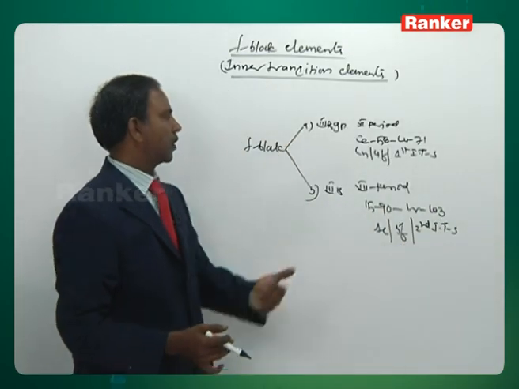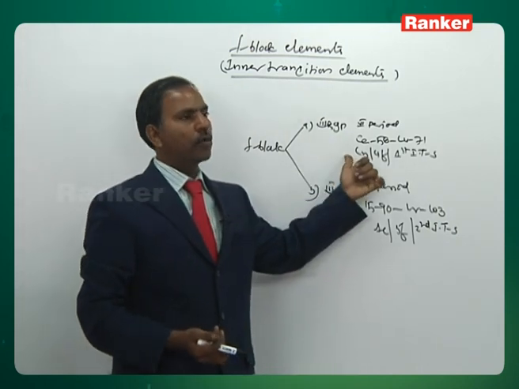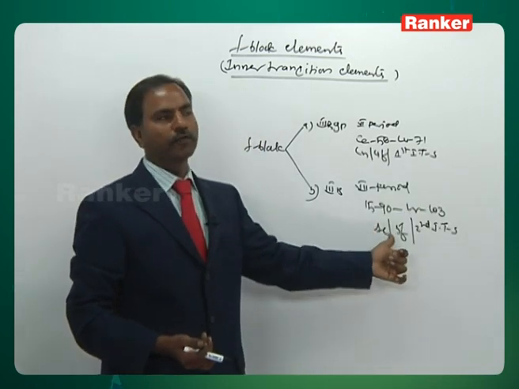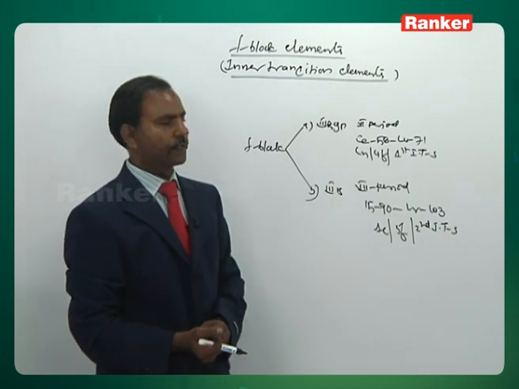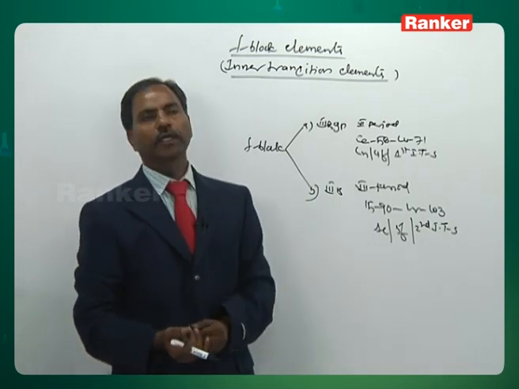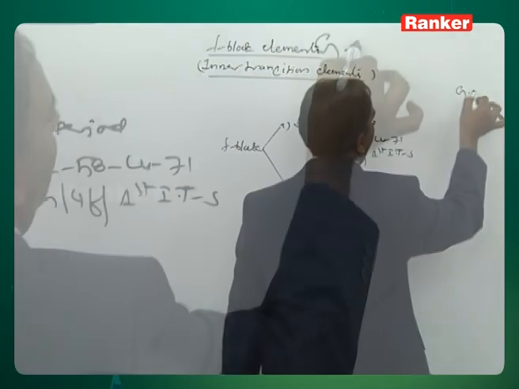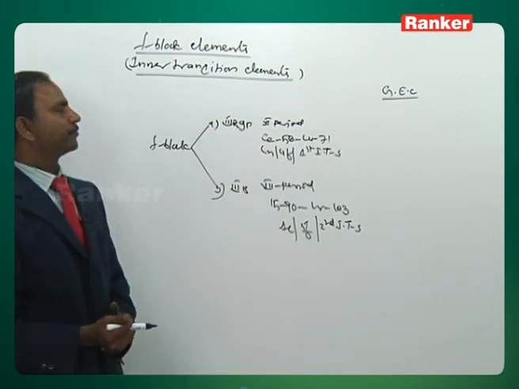F block elements are classified into two series: lanthanides, the 4f series or first inner transition series, and actinides, the 5f series or second inner transition series. Let us see their general electronic configurations, the general electronic configurations of lanthanides and actinides.